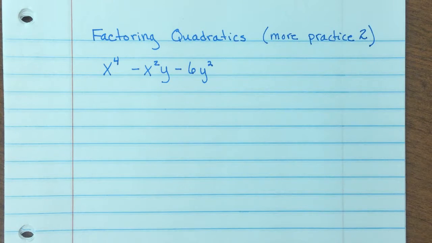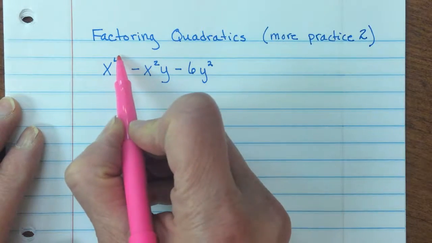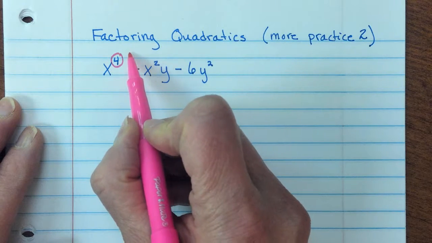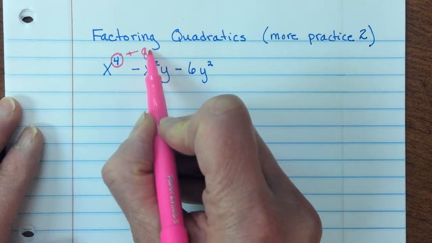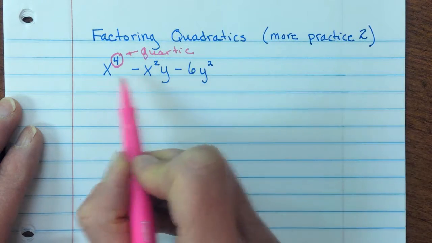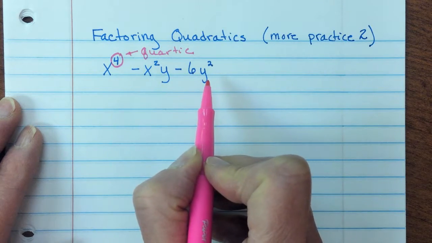We're asked to factor this polynomial. Technically, it's not a quadratic, it's a quartic. We can see here that that's to the 4th degree. So this here is a quartic, but it looks kind of like a quadratic.